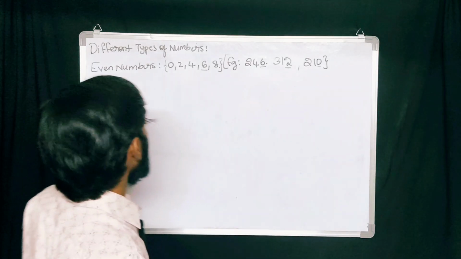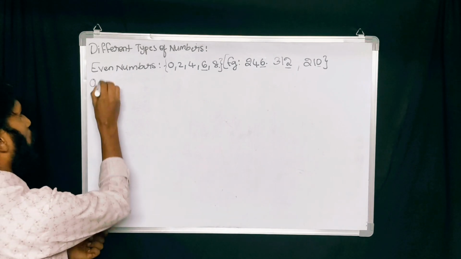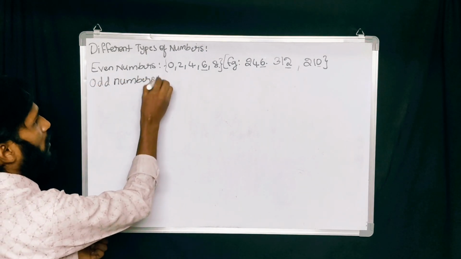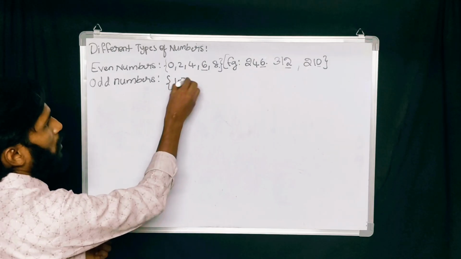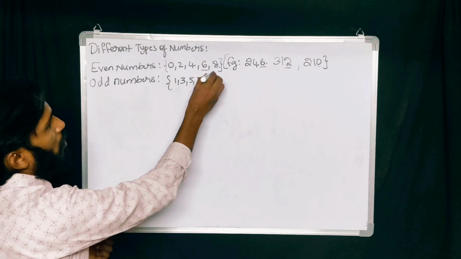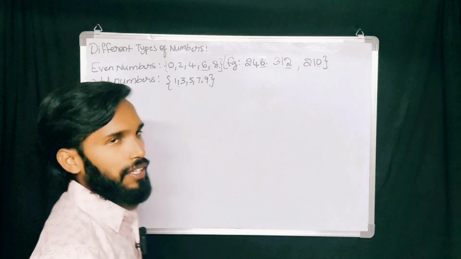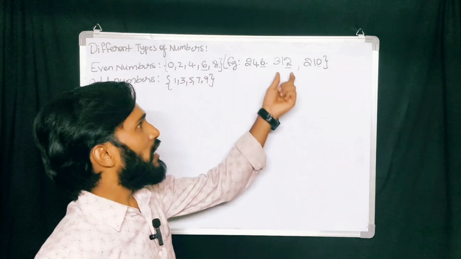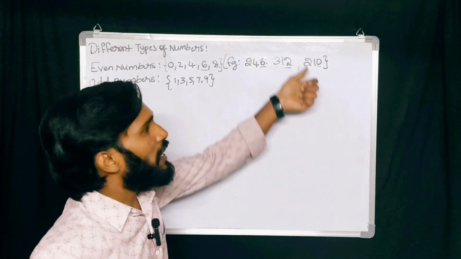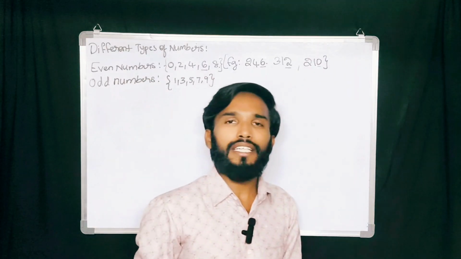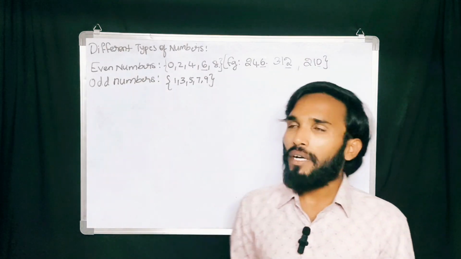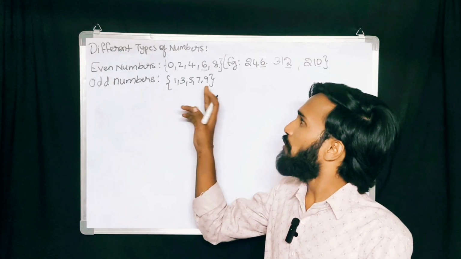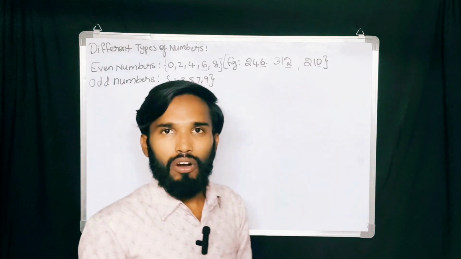Now let us move to the next type, which is odd numbers. We also learned this in previous classes: the numbers which end with 1, 3, 5, 7, 9 are called odd numbers. In even numbers, the numbers ending with 0, 2, 4, 6, 8 are called even numbers, but here it is the opposite: a number ending with 1, 3, 5, 7, 9 is called an odd number.